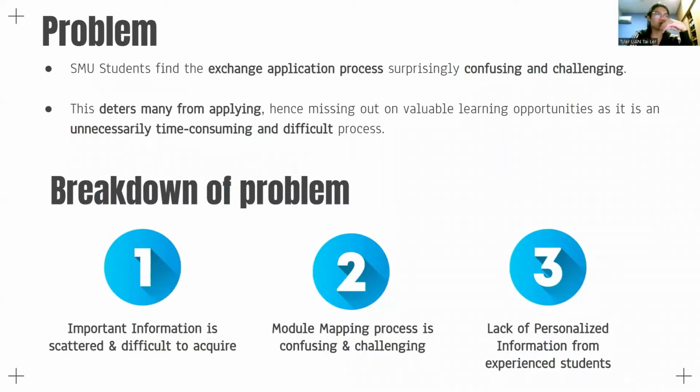So we wanted to solve the problem of exchange because SMU students generally want to do overseas exchange. They find the process very challenging and hard. This causes them to spend too much time on this application process and may even be deterred from it, denying them opportunity. So we broke down the problem into these three portions.